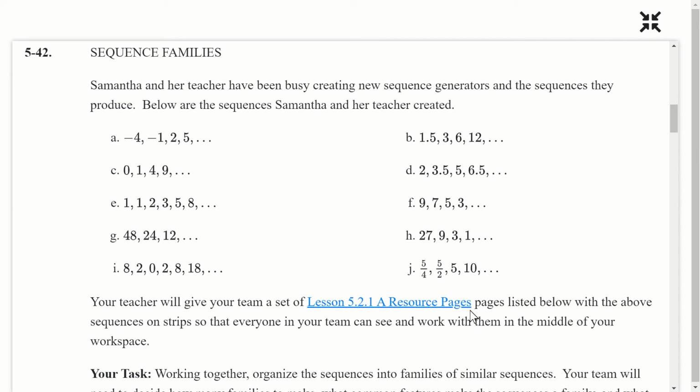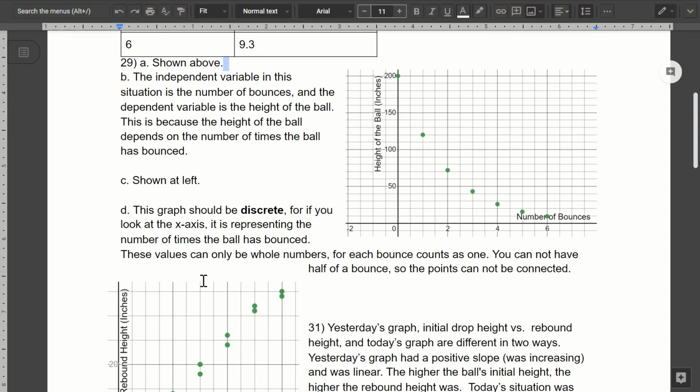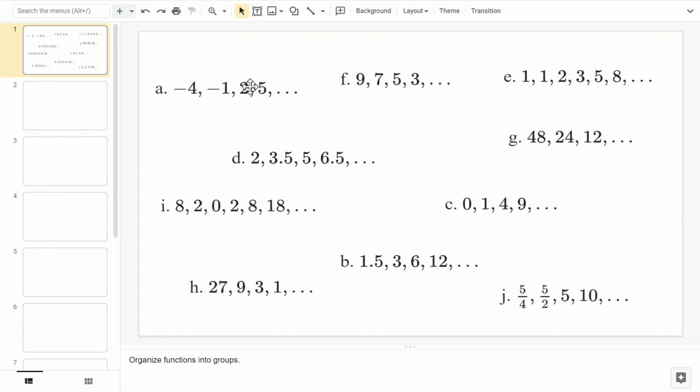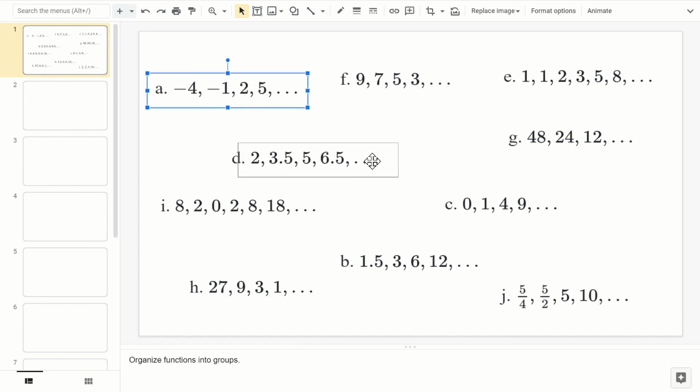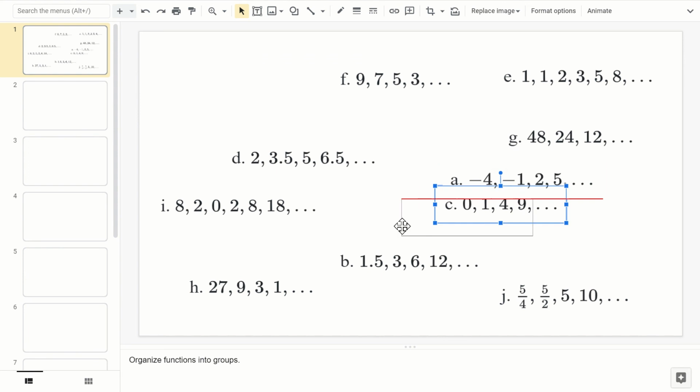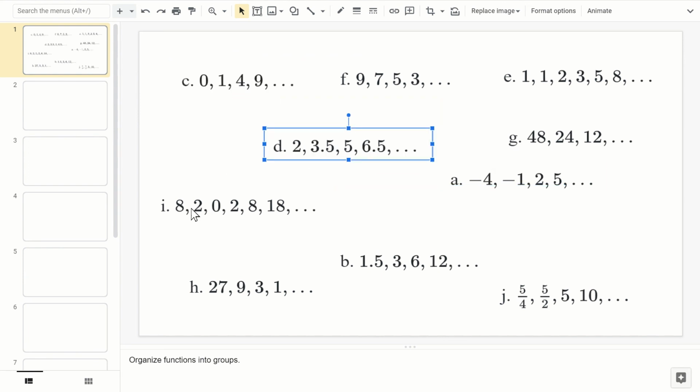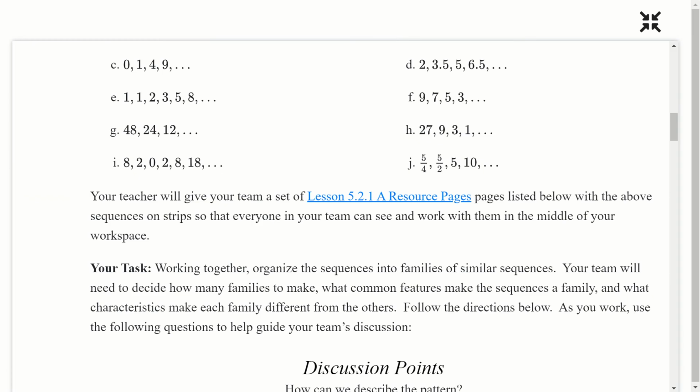It says your teacher is going to give you a piece of paper. I'm not going to give you strips. What I am going to do instead is give you this Google slideshow, right? And the sequences are here, and you can move these around and organize these in different ways, because the first thing you're asked to do with these is to organize the sequences into families of similar sequences. So I highly recommend that you think about the people that you sit near in the classroom, and that you share one of your Google slideshows with that group, and then work together on that in slides.